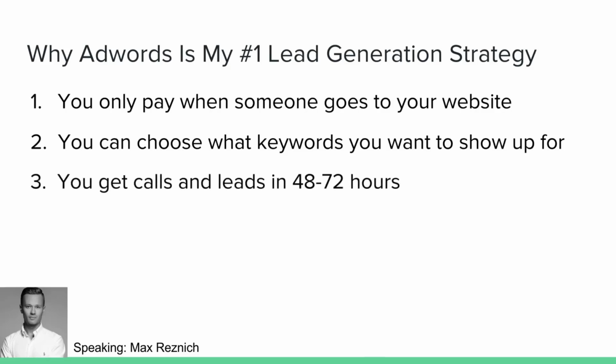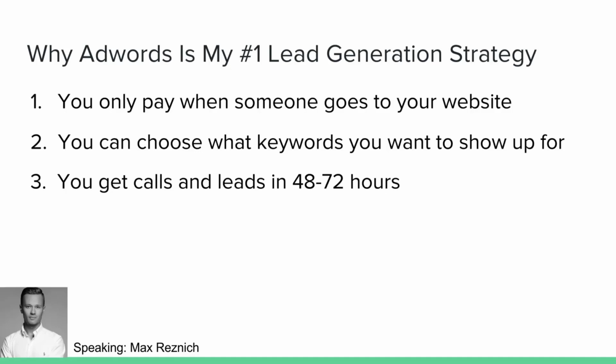Third thing is you get calls and leads in 48 or 72 hours. So this is really awesome because AdWords is Google's number one money maker. They make billions from AdWords, and it's a very streamlined system. As soon as you finish your campaign, launch your ads, pick your keywords, press play, Google is going to start showing your ads usually within a few hours.